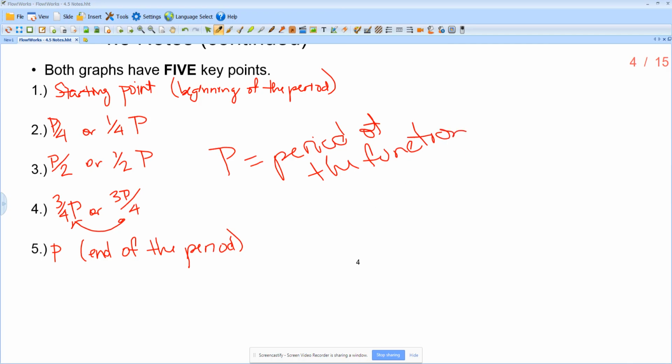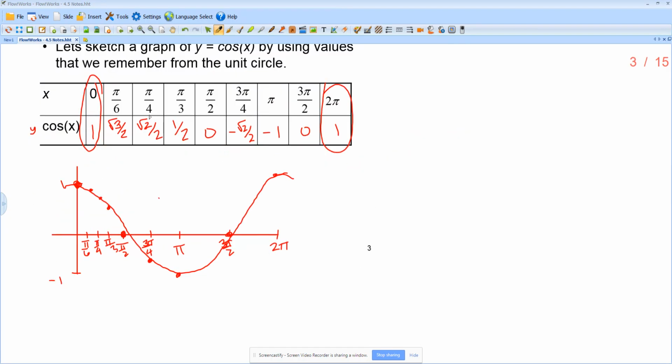So in these past two, I had 0, 2 pi. The midpoint of that is pi. The midpoint of that is pi halves. And 3 times that is 3 pi halves. So these are my 5 basic points. When we sketch these, we're going to be referencing those basic points all the time.